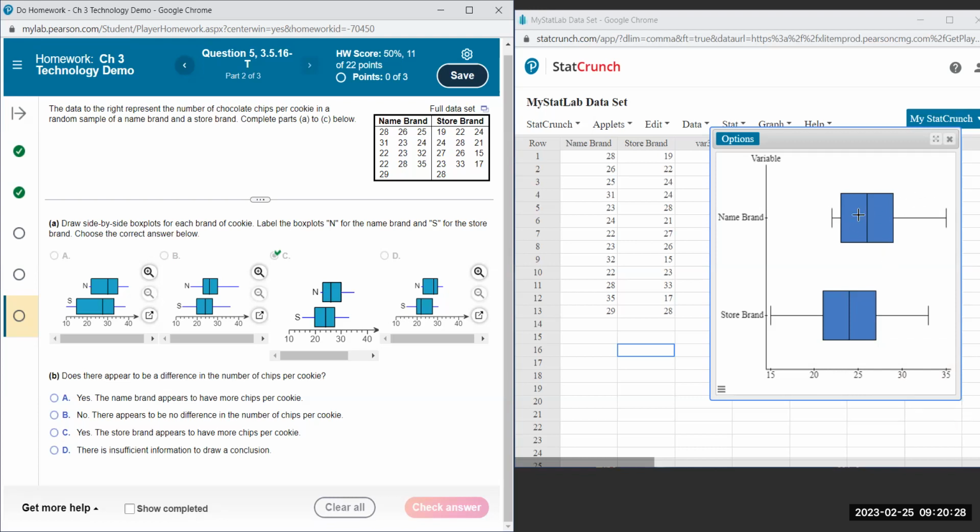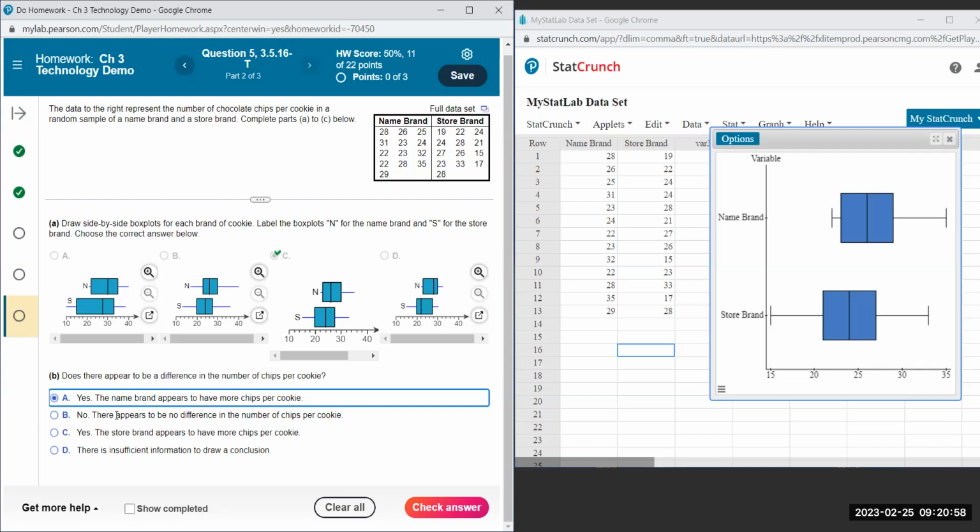The general trend seems to be higher for name brand than store brand. But a lot of times we do look at that medium. So just visually, it does look like the name brand is a little bit higher. But then the mediums are different. So let's see, don't press it. I'm going to check it first. If I get it wrong, then you can say, okay, then that's what they went to. So there's some ambiguity. So I'm going to say, yes, the name brand appears to have more chips per cookie, but don't check answer.